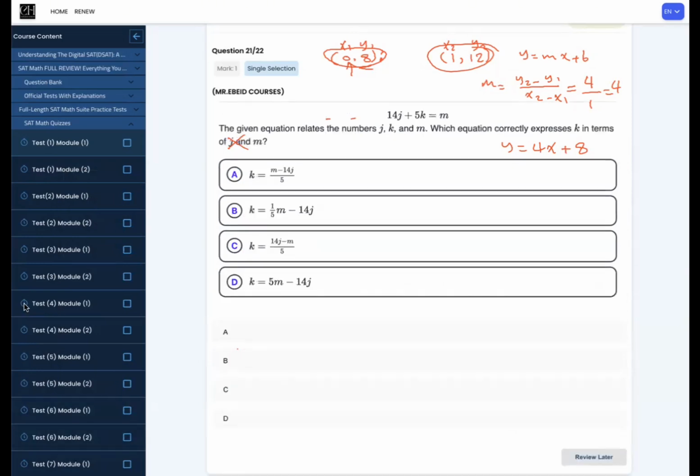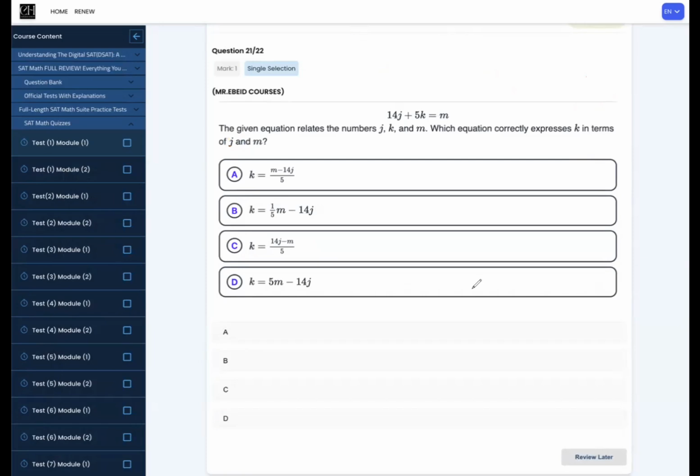Let's move to question 21. The given equation is related to the numbers j, k, and m. We want to write k in terms of j and m. You just move this number to the other side with the opposite sign. So we have 5k equals m minus 14j. Then divide both sides by 5, which means k equals m minus 14j over 5. Yes, it's A. So the answer here is A.